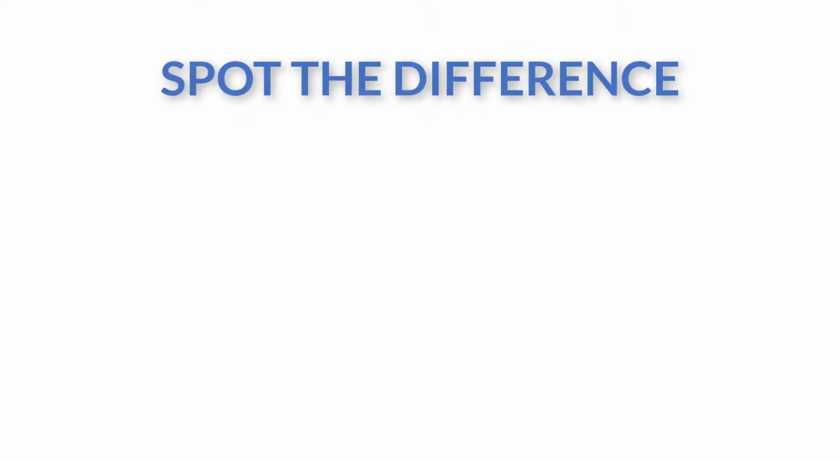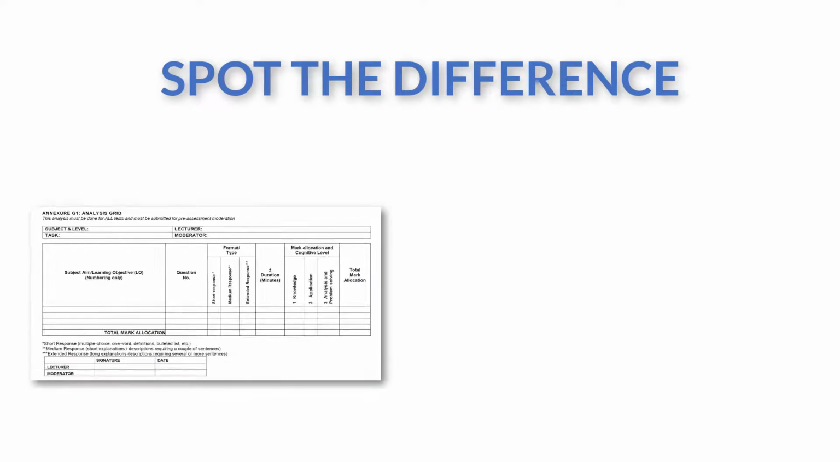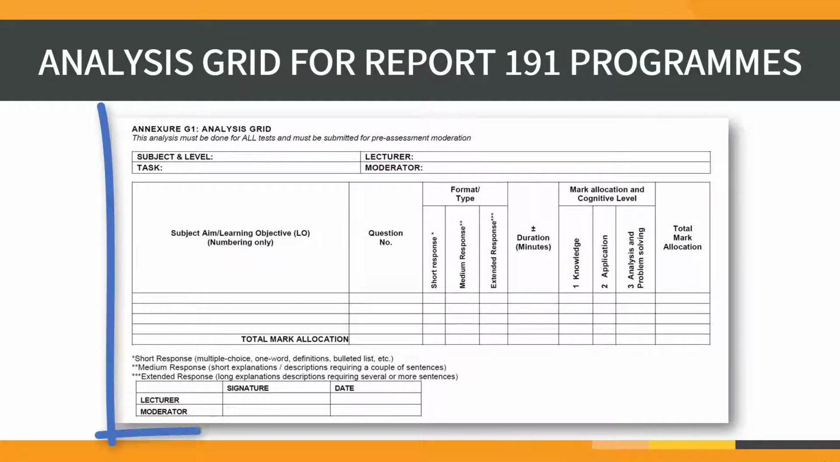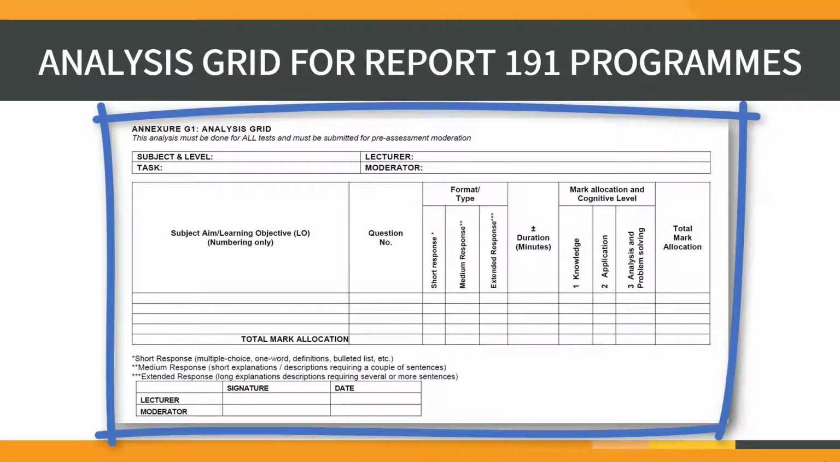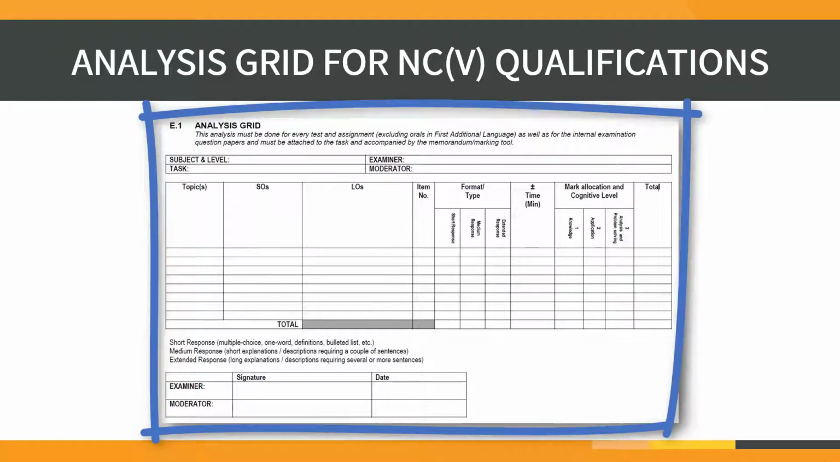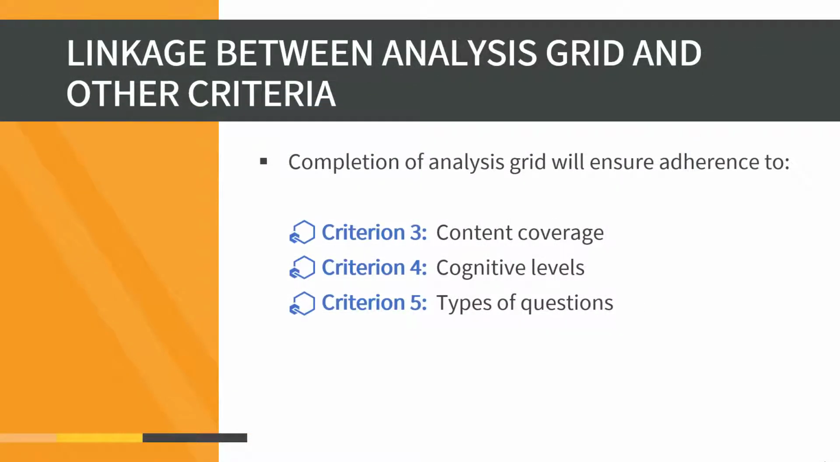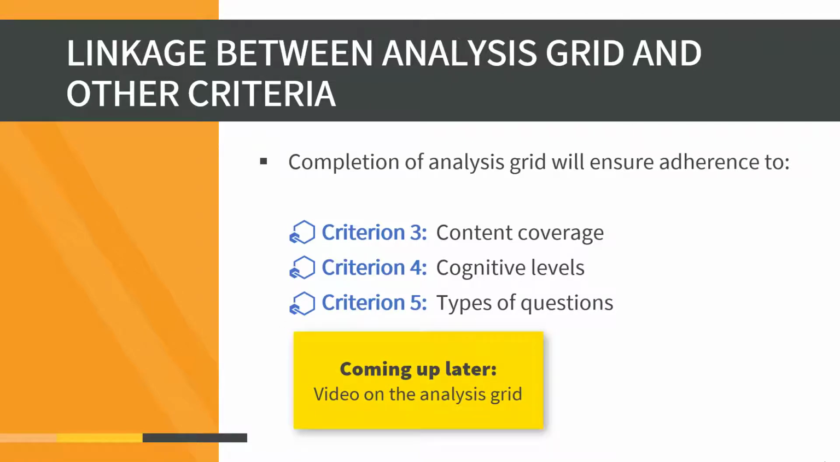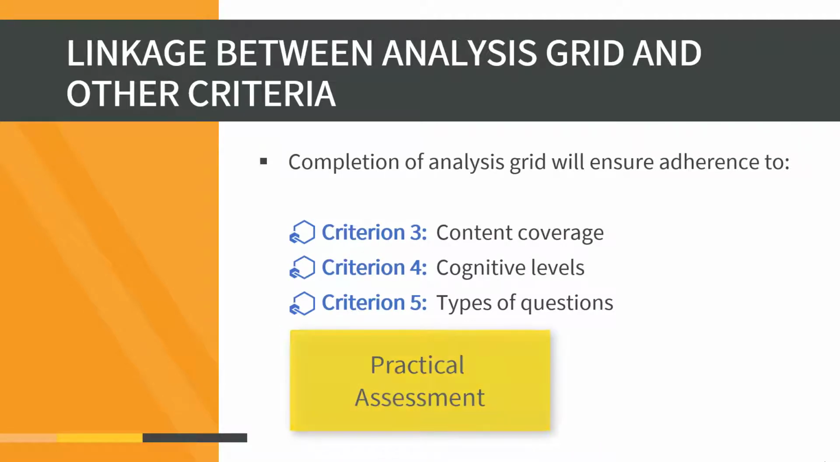The layout of the analysis grid for Report 191 programs and the NCV qualifications are only slightly different. Here is an analysis grid for Report 191 programs. And here's one from NCV programs. We will therefore first continue with the discussion of the other criteria before looking at a video on how to compile a detailed analysis grid. After that, we will complete a practical assessment on completing an analysis grid.